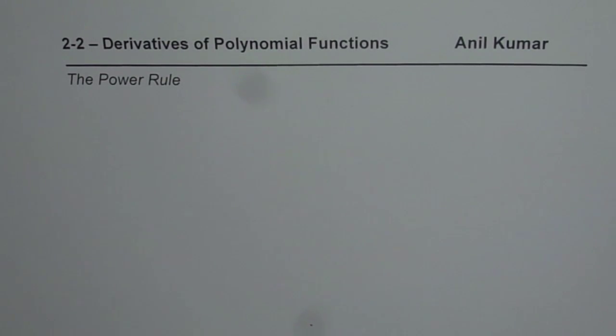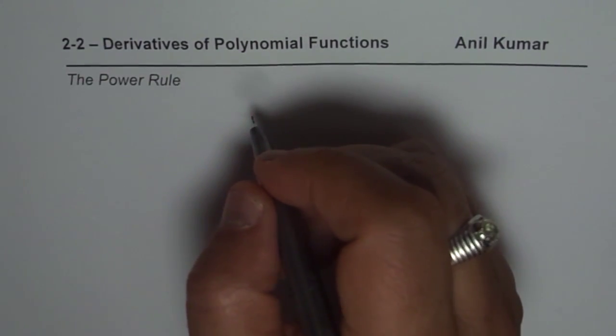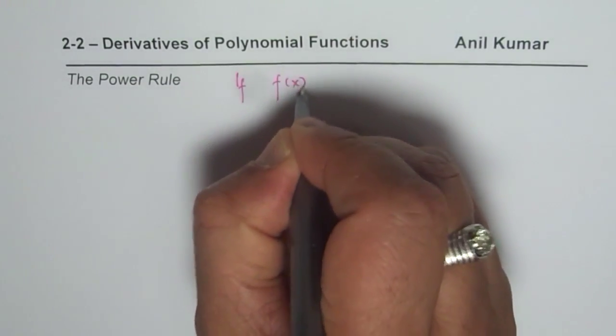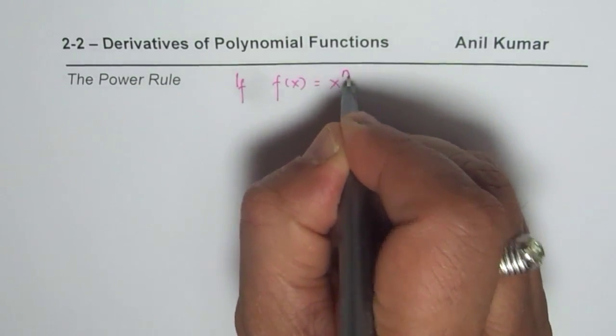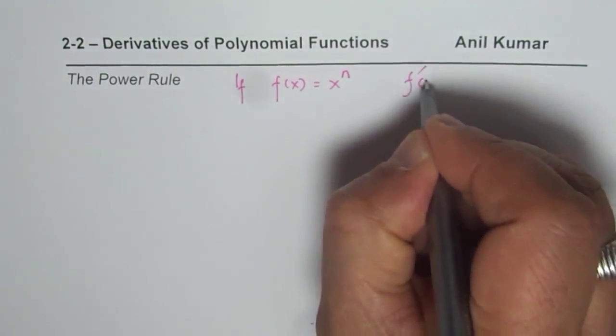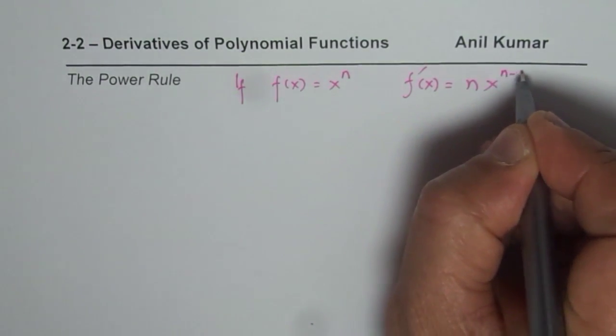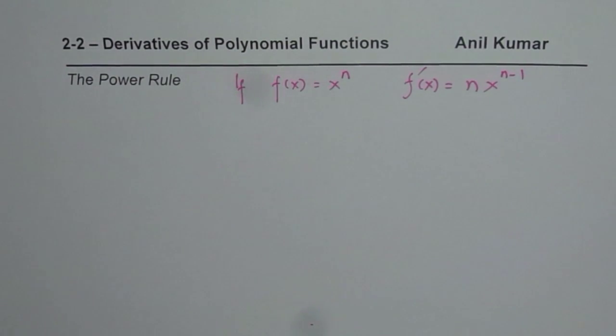I'm Anil Kumar, and in this video we'll take a few examples where the power rule will be applied. The power rule is that if f of x is equal to x to the power of n, then the derivative is n times x to the power of n minus 1. So this is the power rule which we are going to apply and find answers for a few questions.